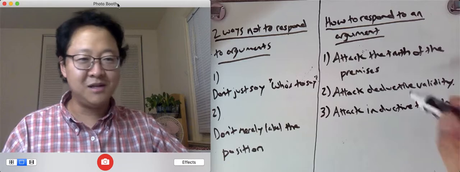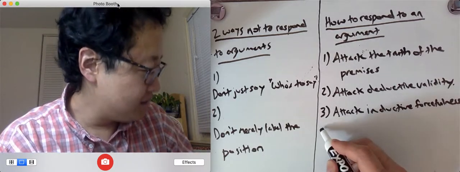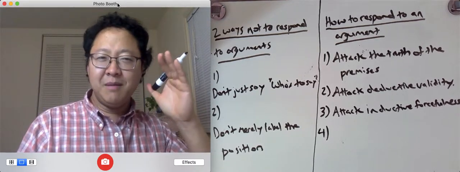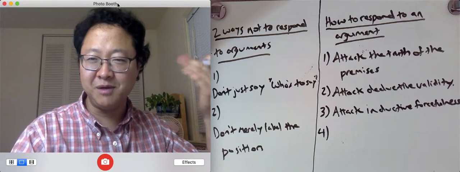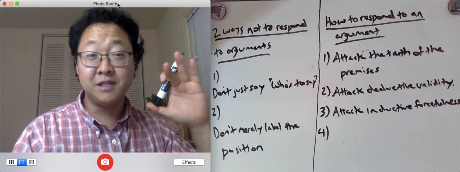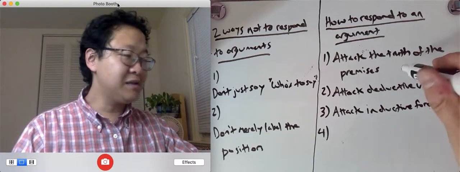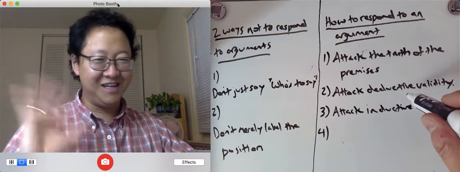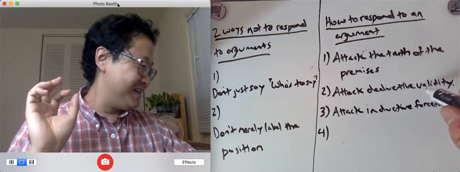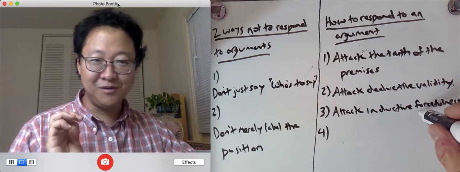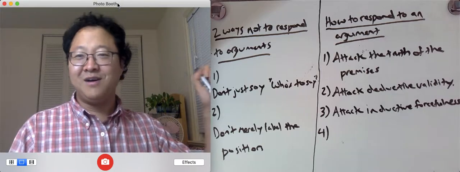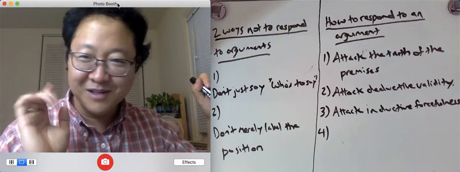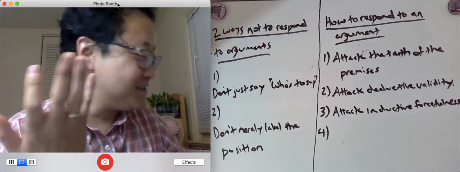Attack either truth of premises, deductive validity, or inductive forcefulness. Okay, let's keep pushing on. Number 4. Now remember back to the conditions for an argument to be rationally persuasive. Either the premises aren't reasonable to believe, or the argument's not valid or forceful. But there's a third condition for rationally persuasive. So what is that? If you can remember, try pausing and try to remember it. But if not, I'll just have to tell you.